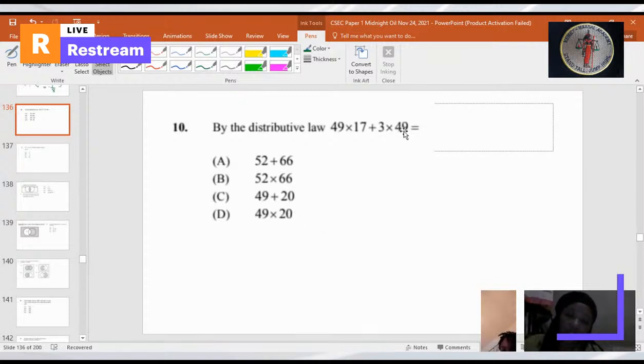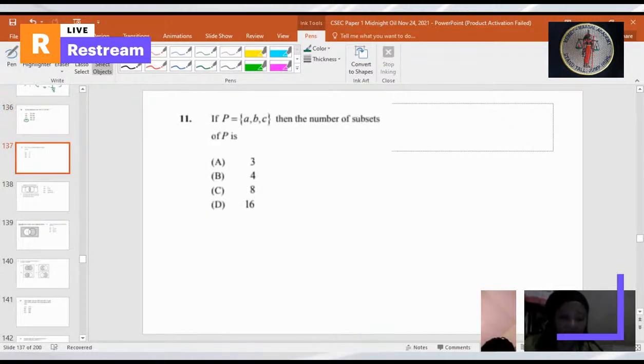So you notice the 49 is being repeated here, right? So it's 49 times 17 plus 49 times 3. So we're going to add the 17 and 3 and keep the 49. This would be D. We're showing that we can distribute the 49 over the 17 and the 3. So we add the 17 and the 3. So the answer is D, 49 times 20.